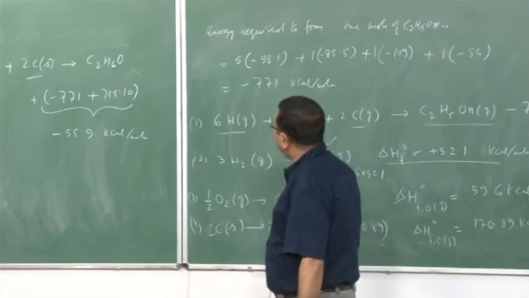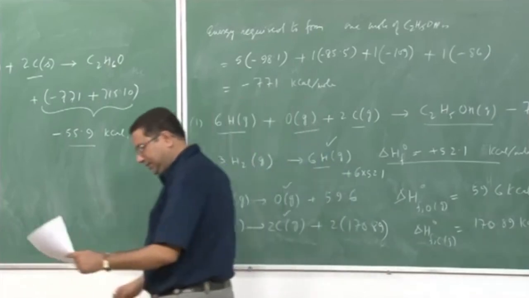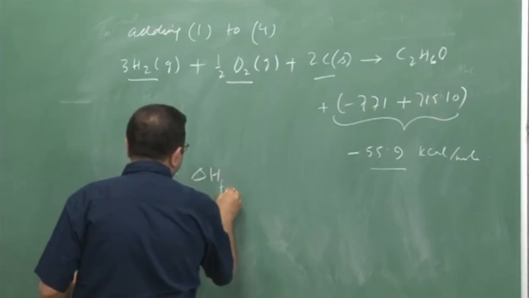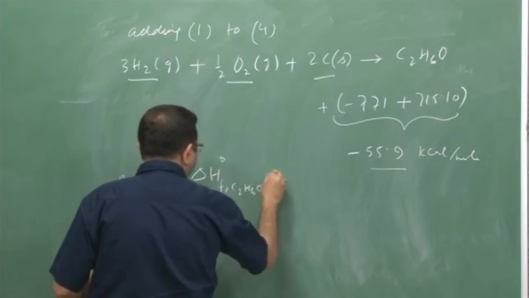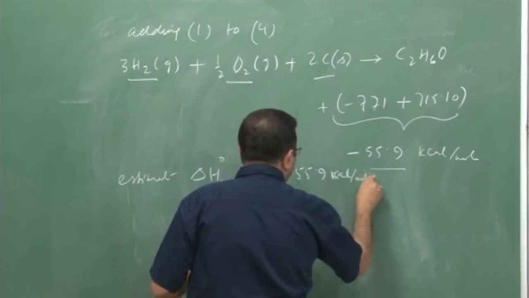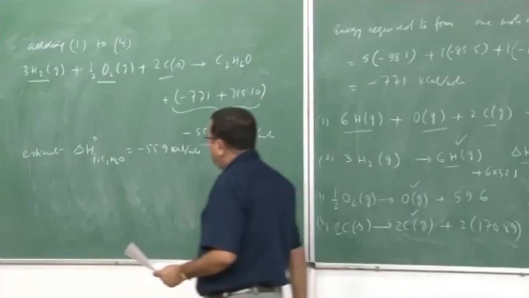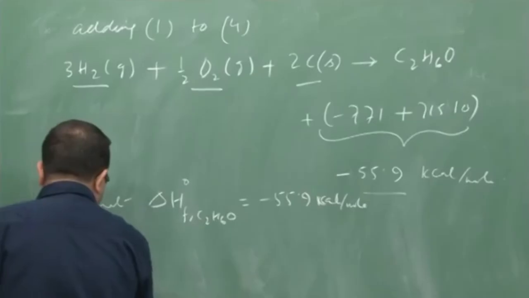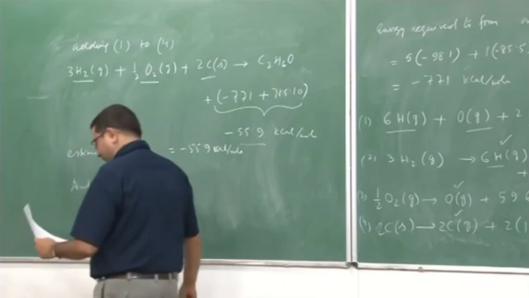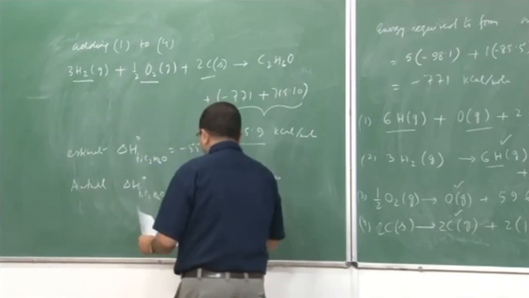So, if I can summarize, the estimated heat of formation for ethanol, delta H F of C2H6O, from the method we have just described is equal to minus 55.9 kilocalorie per mole, whereas we can estimate it using calorimetry and get the actual value, which is also present in thermochemical tables. The actual value of heat of formation for ethanol is minus 53.3 kilocalorie per mole.